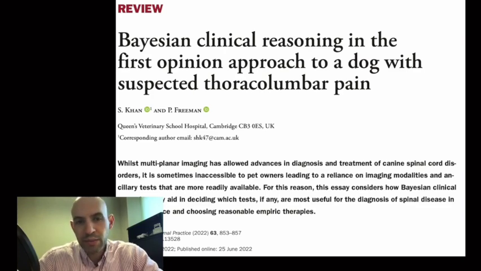The majority of times you can get changes consistent with intervertebral disc disease, but it's uncommon that you're going to get a diagnosis of a disc herniation just based on radiographs. But let's go through and see if there's anything else.